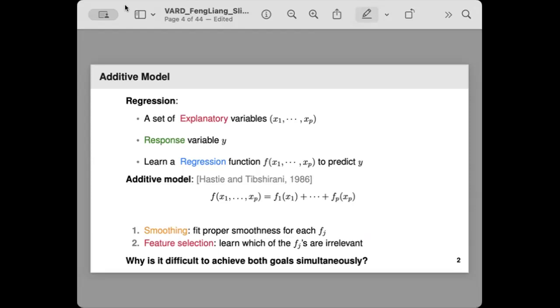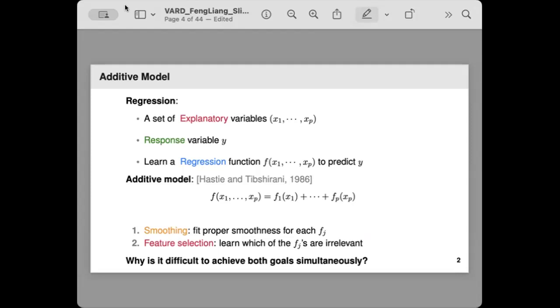This structure is clearly more flexible than a simple linear model, but it avoids the curse of dimensionality by keeping each component one-dimensional. When fitting an additive model, we usually have two goals. First, smoothing. We want to estimate each fj with an appropriate level of smoothness. The second is feature selection. We want to identify and exclude fjs that are irrelevant to the prediction of y.